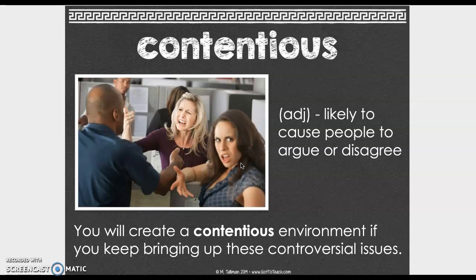Contentious. Contentious is an adjective likely to cause people to argue or disagree. You will create a contentious environment if you keep bringing up these controversial issues. Contentious.